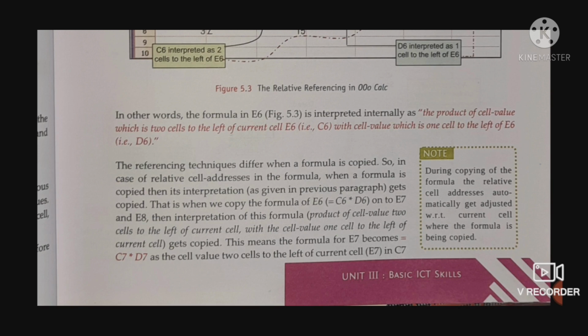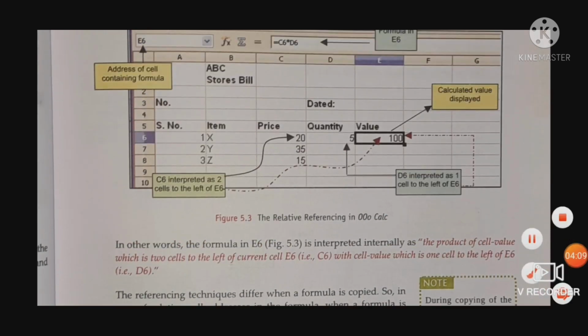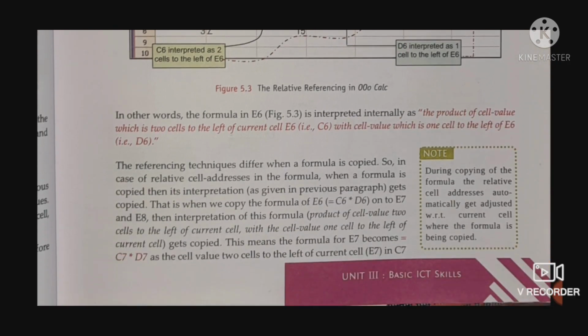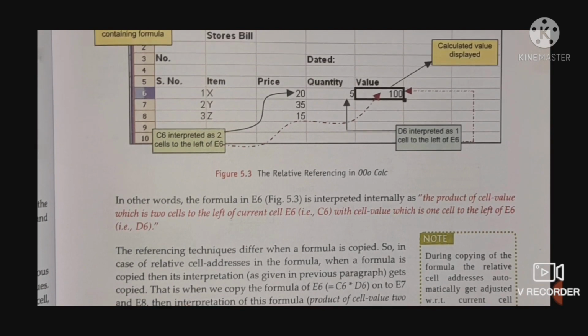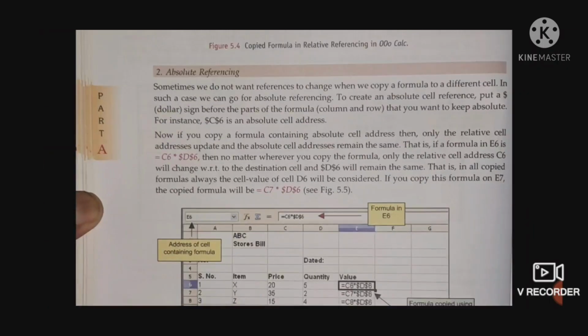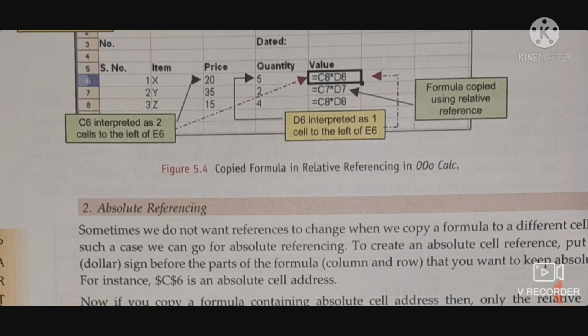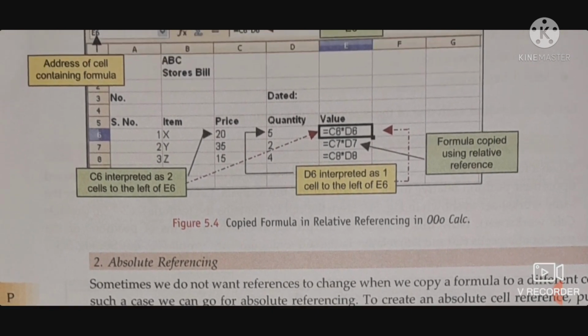Now when we copy the formula of E6 onto E7 and E8, meaning when we drag with the help of the drag button, see, this is the drag button, black colored. When you drag it down, the formula will get copied and you will not get the answer of 20 into 5, but 35 into 2 and 15 into 4. So when you drag this formula C6 into D6, in the next cell it becomes C7 into D7, and in the next cell C8 into D8. This means the formula doesn't remain the same.